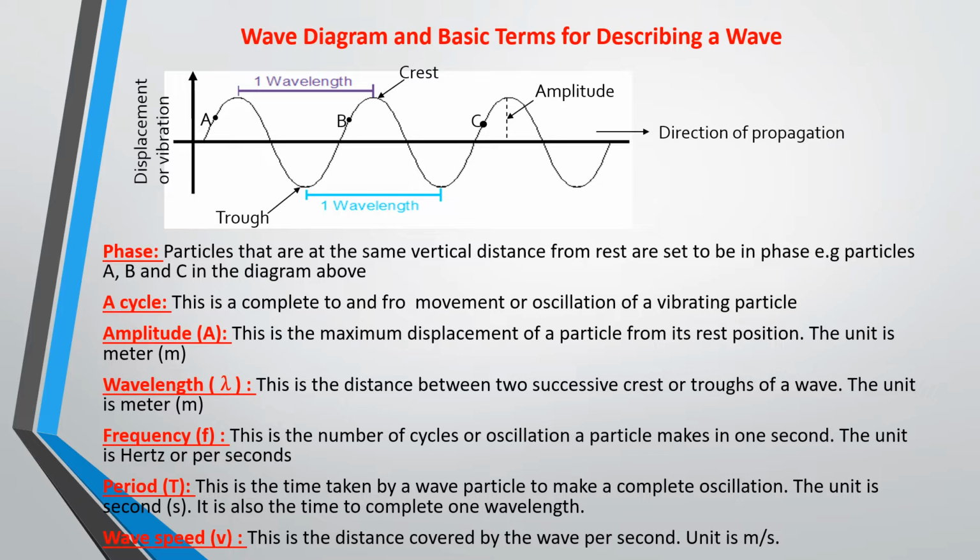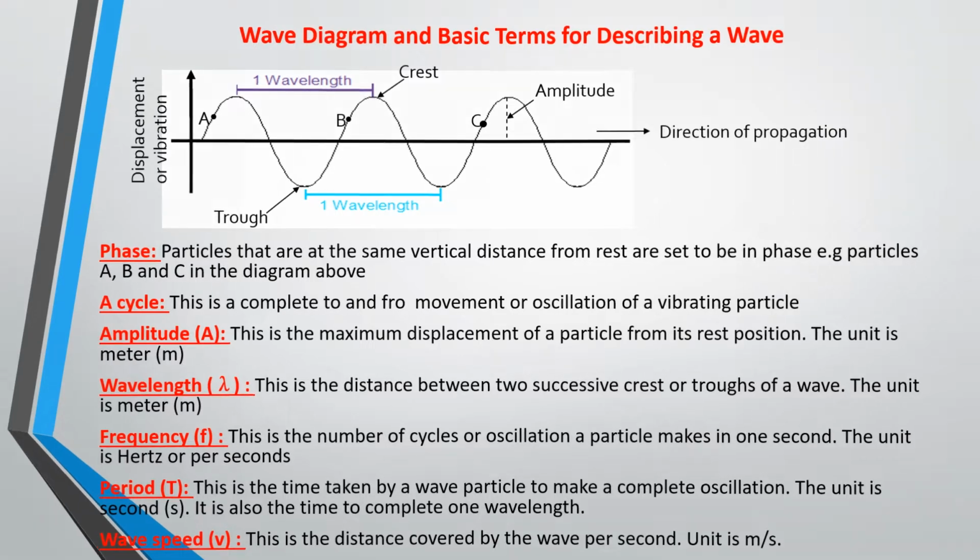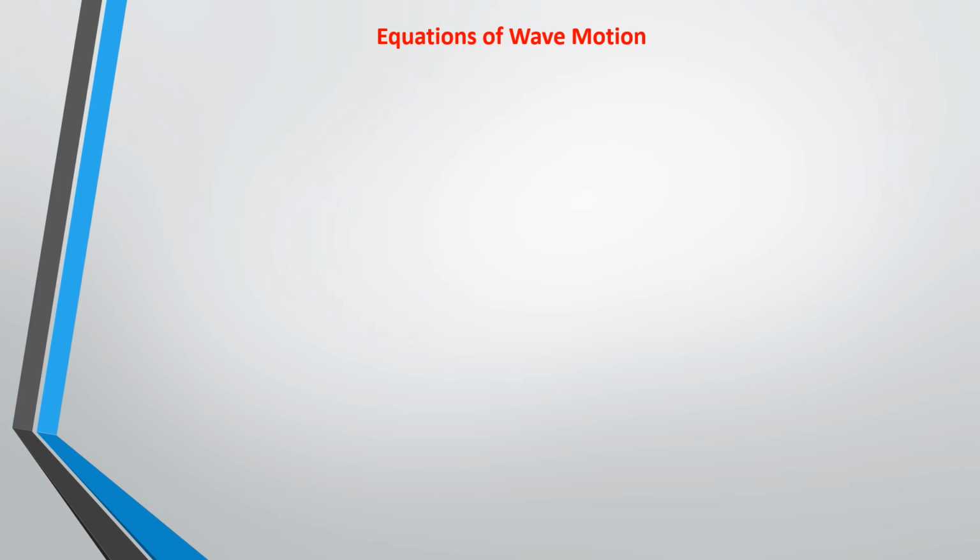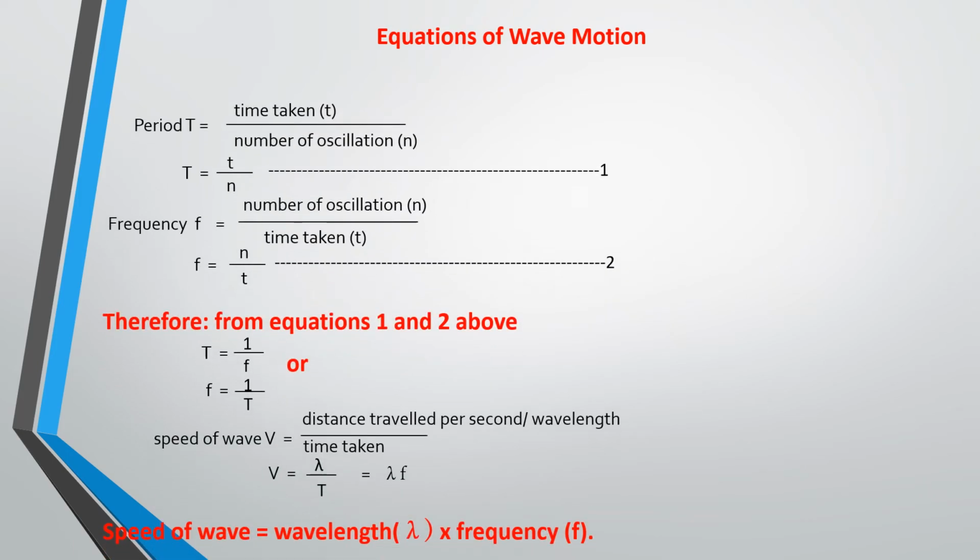Those are some of the terms that are used to describe wave motion. So we'll look at how most of these terms are related to one another. We're looking at some of the wave equations. From our wave equation, we have that the period of the wave is equal to the time taken all over the number of oscillations. That is, period T equals t over n.